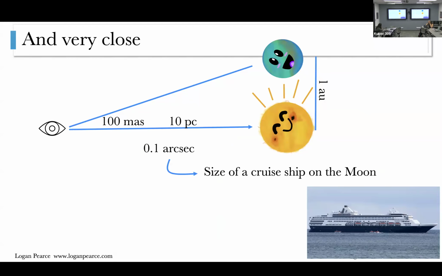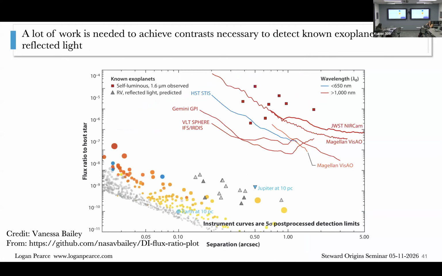And they're also very close. So if you look at an Earth-like planet and an Earth-like separation to a sun-like star, that's a separation of about 100 milliarcseconds, which is like trying to see the bow and the stern of a cruise ship on the moon. So bioluminescent algae next to a lighthouse, the size of a cruise ship on the moon. That's what we're talking about here. And a lot of work is needed to get to that point technologically.